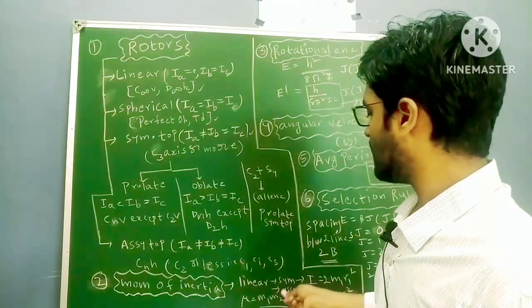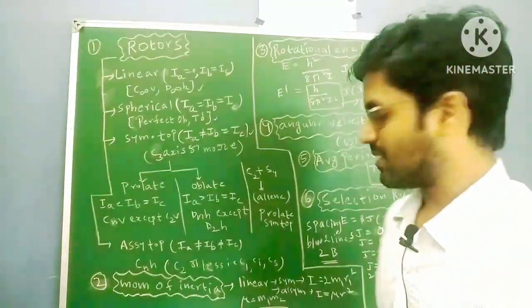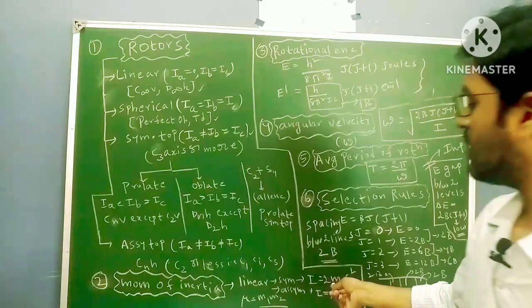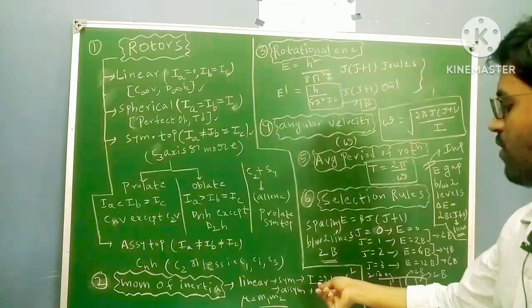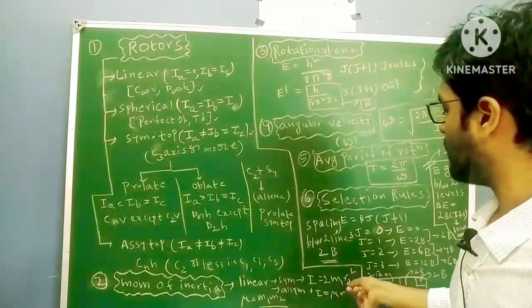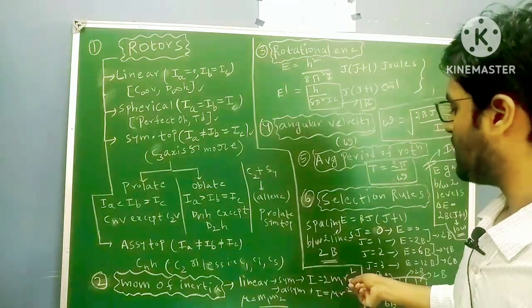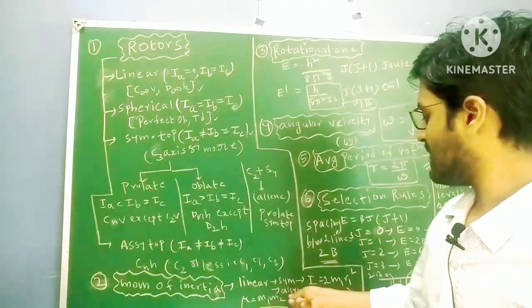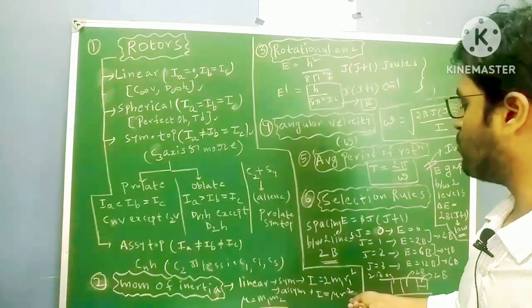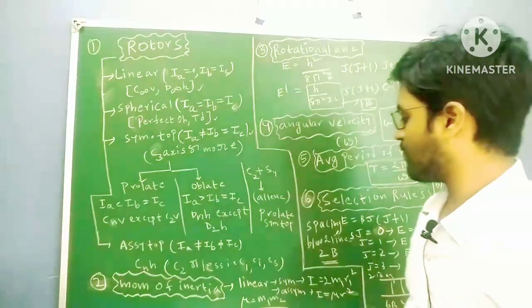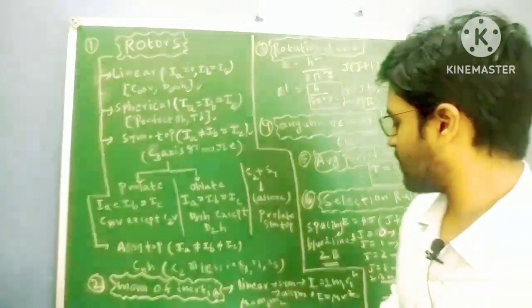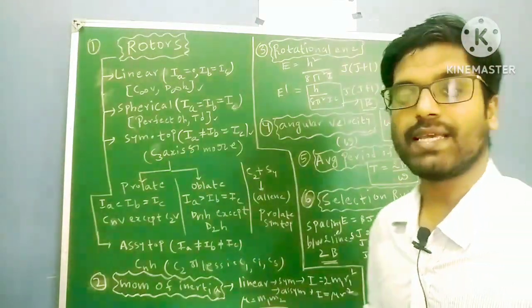If asymmetrical linear molecule is also there, right? So for the symmetrical linear molecule, the moment of inertia I equals 2 m1 r1 square. m is nothing but mass. Next one is asymmetrical linear molecule, I equals mu r square. If you have the symmetrical linear, I equals 2 m1 r1 square; for asymmetrical linear molecule, I equals mu r square.